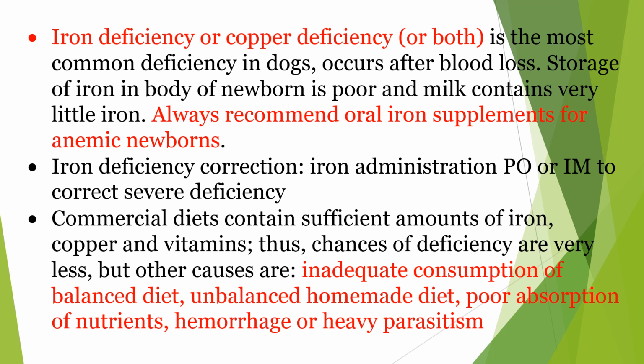But when there is inadequate consumption of a balanced diet, even commercial diet, or an unbalanced homemade diet, which owners very commonly feed. Owners are feeding what they want, but owners are not feeding what the dog's body wants. Poor absorption of nutrients from the intestine, and hemorrhage or heavy parasitism cause this nutritional deficiency, especially iron, copper, and vitamin B.